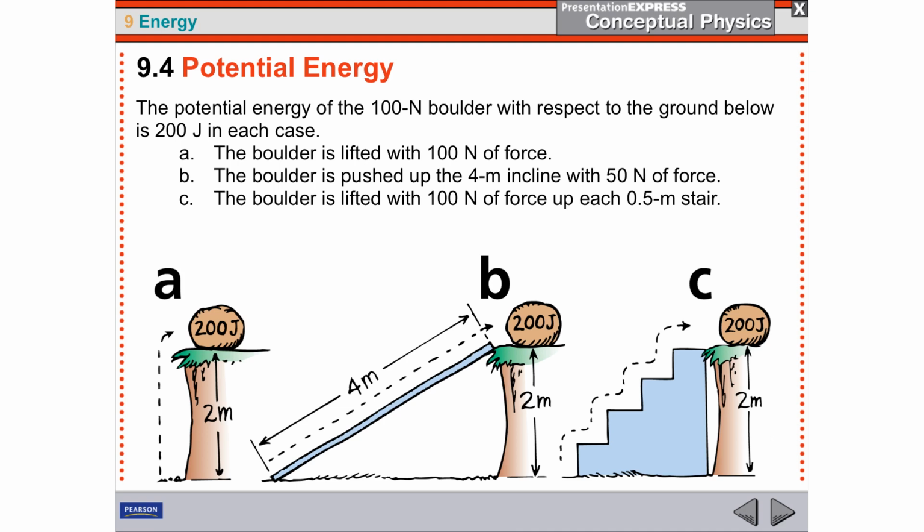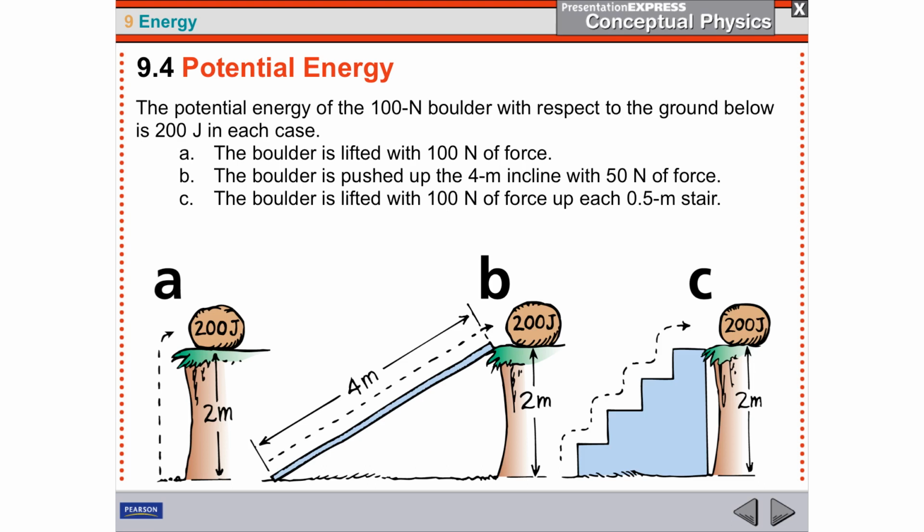So for instance, if you have a boulder that has 200 joules of potential energy, you've got a 2 meter high cliff. Okay, so that's a 100 Newton boulder. So 100 newtons times 2 meters is 200 Newton meters, which is 200 joules. It doesn't matter that it was lifted straight up onto the cliff.